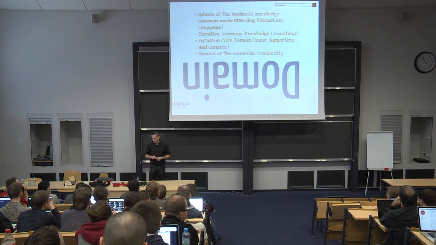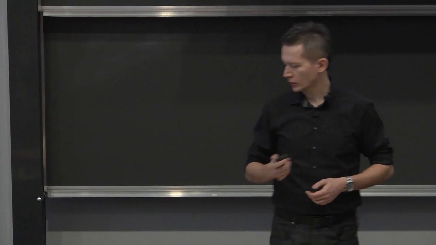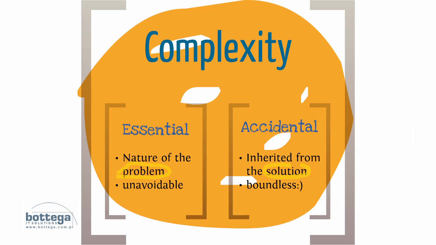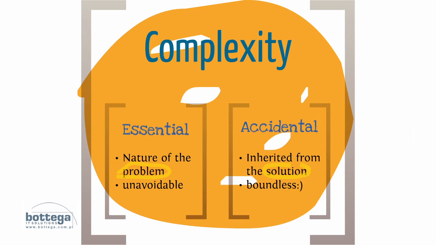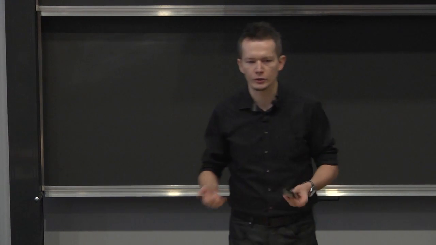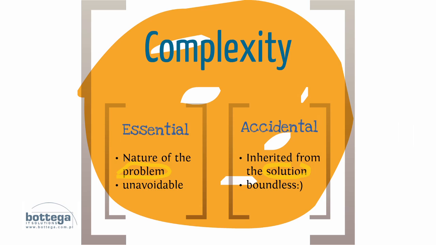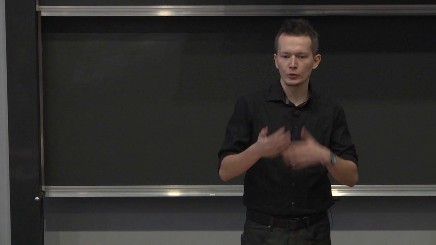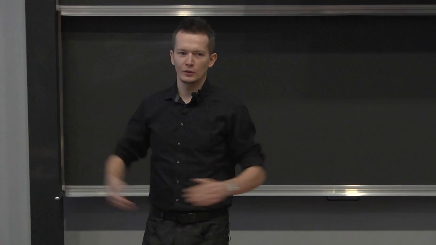We assume that core domain is the main source of the complexity of our system. According to the complexity theory, we have two kinds of complexity. Do you know complexity theory? Okay, so we have essential complexity. Essential complexity is the nature of the problem. It's unavoidable. You cannot reduce essential complexity. We have to deal with it somehow. And we have accidental complexity, which is inherited from your approach to the solution. And nothing can stop you. You can expand it whatever you want.